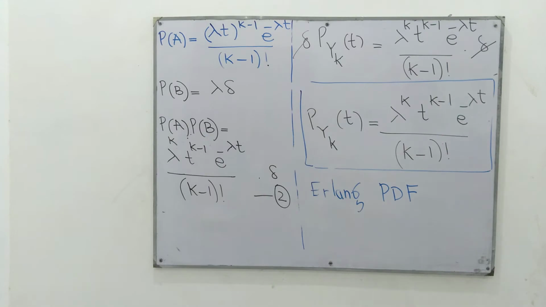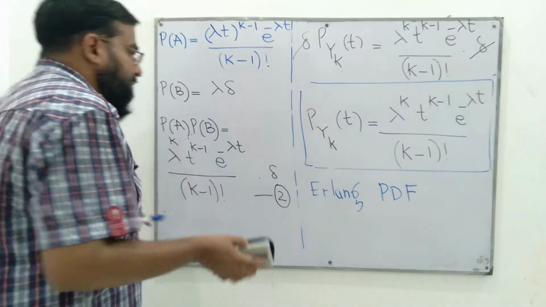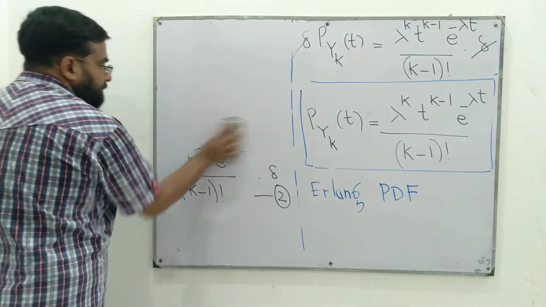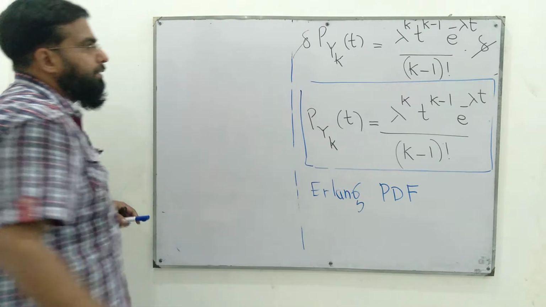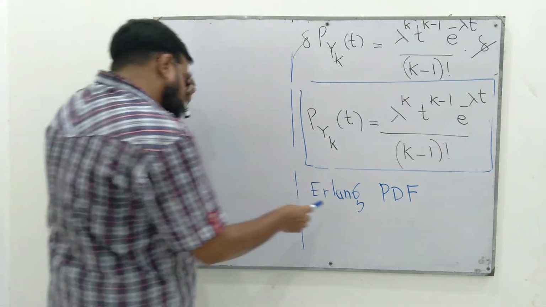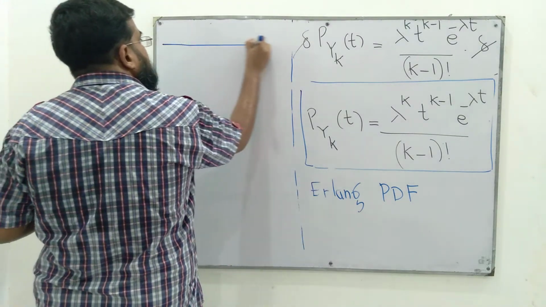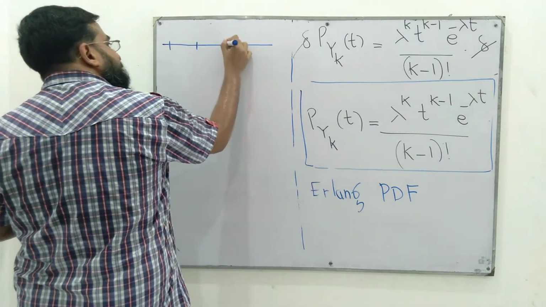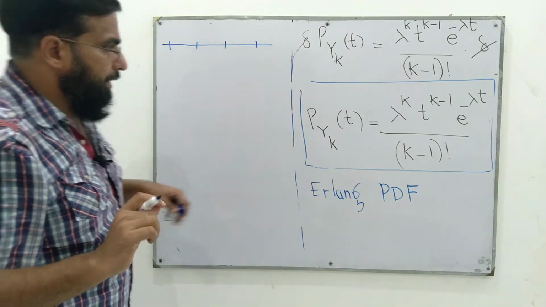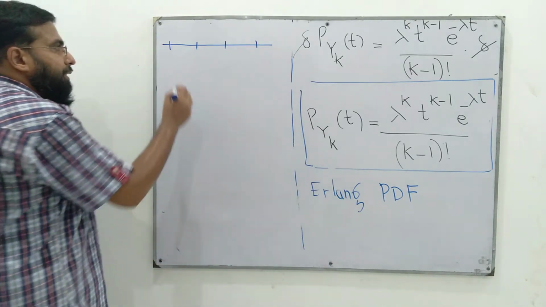Which tells us the probability of having the kth arrival at exactly time t. This Erlang PDF can also be derived another way, and we can find its mean and variance.